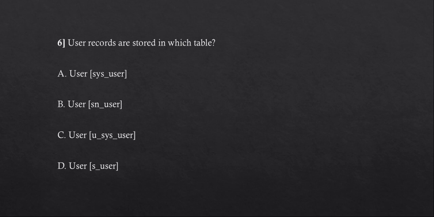6. User records are stored in which table? A. User sys_user. B. User sn_user. C. User u_sys_user. D. User s_user. Answer, A. Next question.